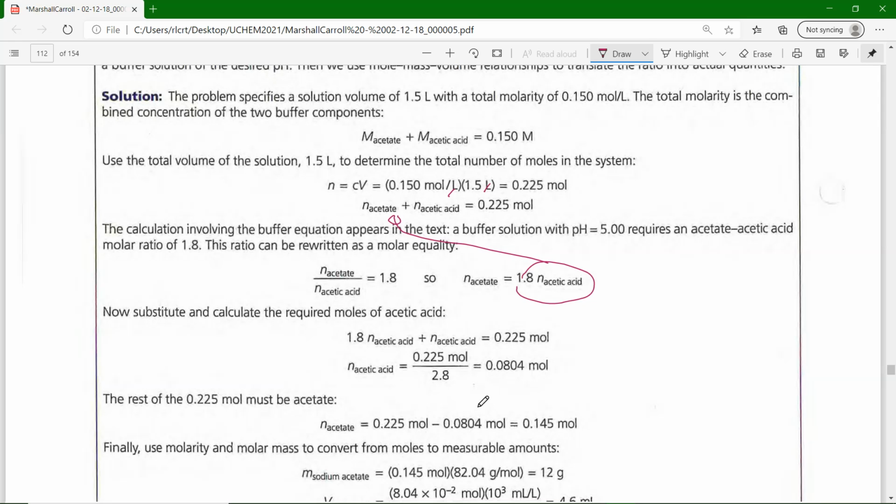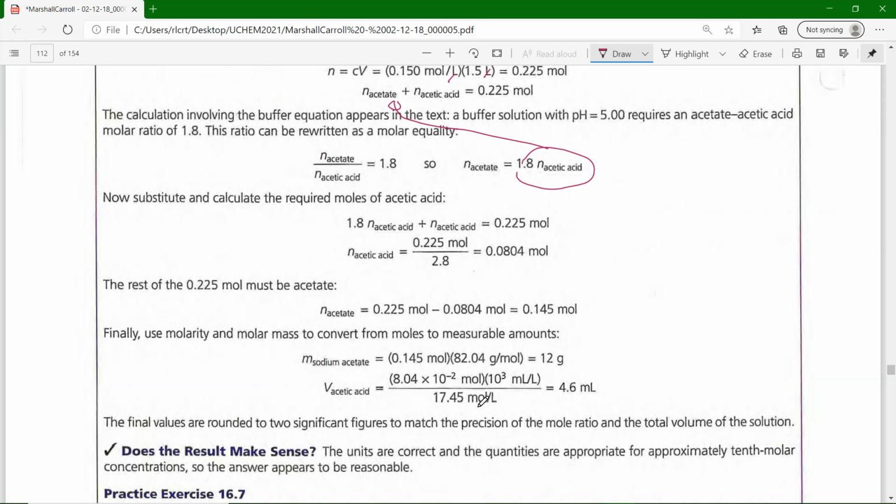So now we know the moles of acetate and the moles of acetic acid. Now you don't just pour in acetate, you pour in sodium acetate. So sodium acetate, the mass is the moles of it, 0.145 times the molar mass of sodium acetate. So you're pouring in 12 grams of sodium acetate.